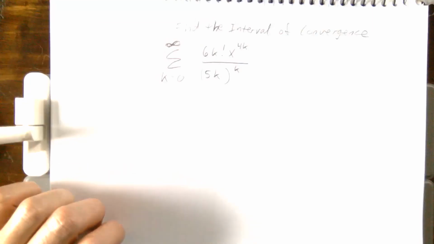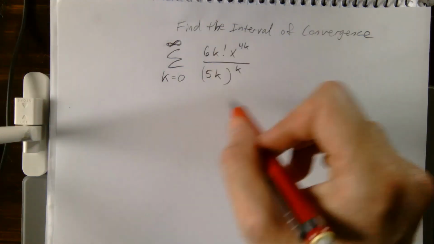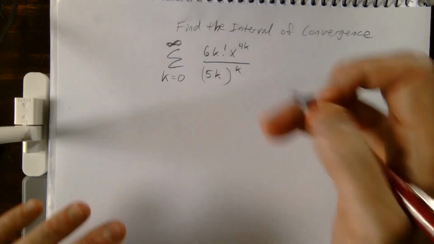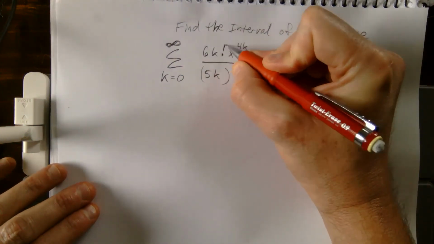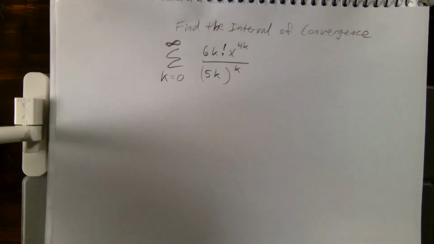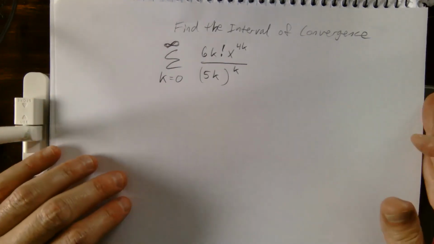Okay, so we need to find the interval of convergence of this power series, which means to determine the interval of values of x for which this infinite series will converge. And so the tests that they recommend are either the ratio test or the root test for power series convergence testing.